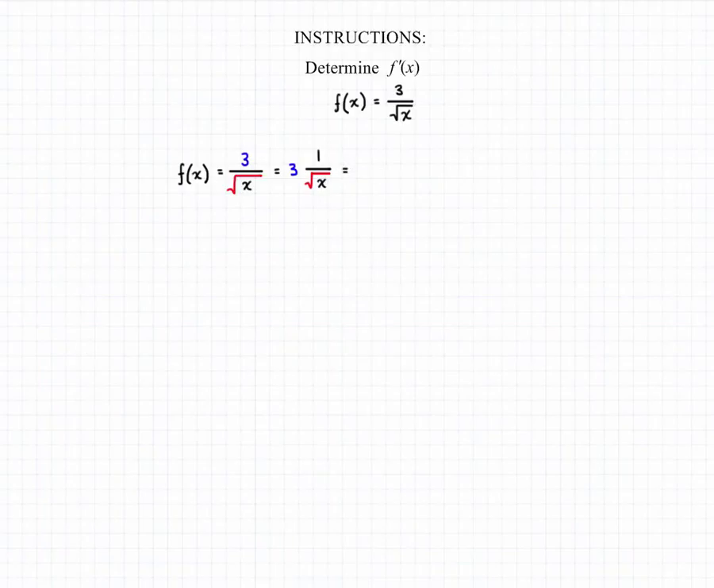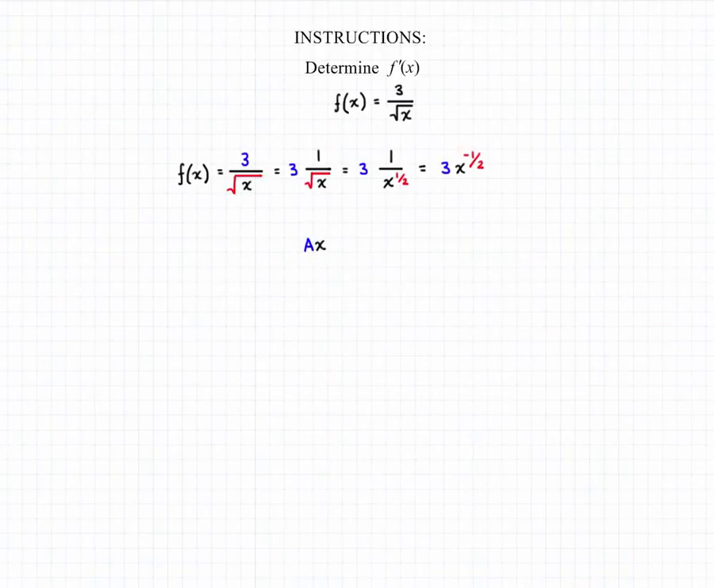Now we need to find our variable and exponent. We can rewrite this further as 3 times 1 over x raised to the 1/2. We can convert that square root into an exponent, and then we can use our exponent rules to get our final modification, which is 3 times x raised to the negative 1/2. And now we have the form that we're looking for.